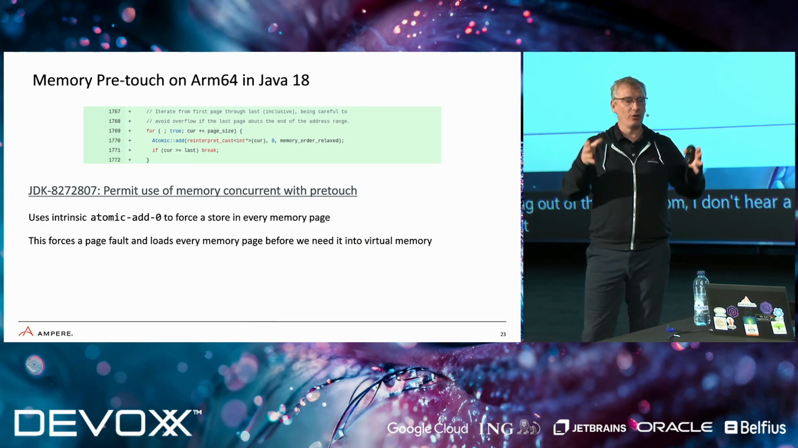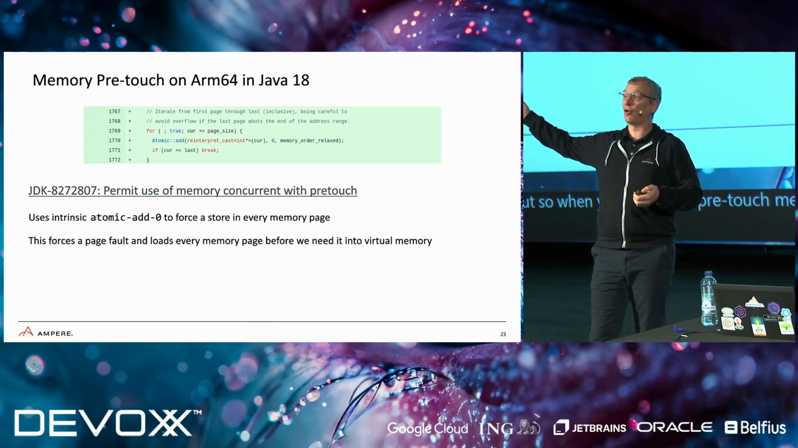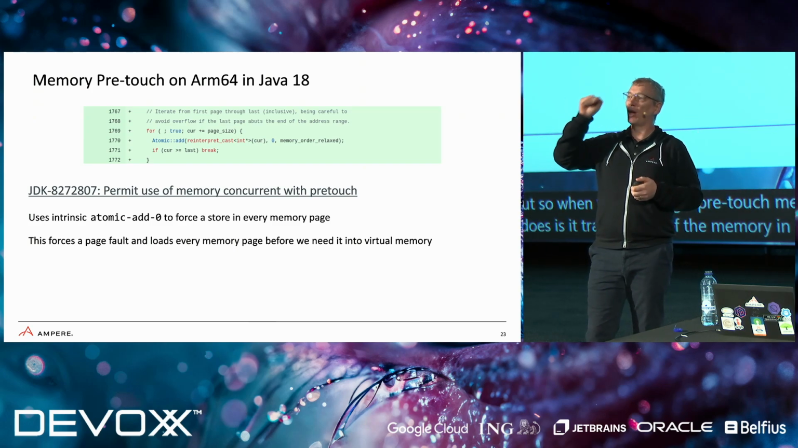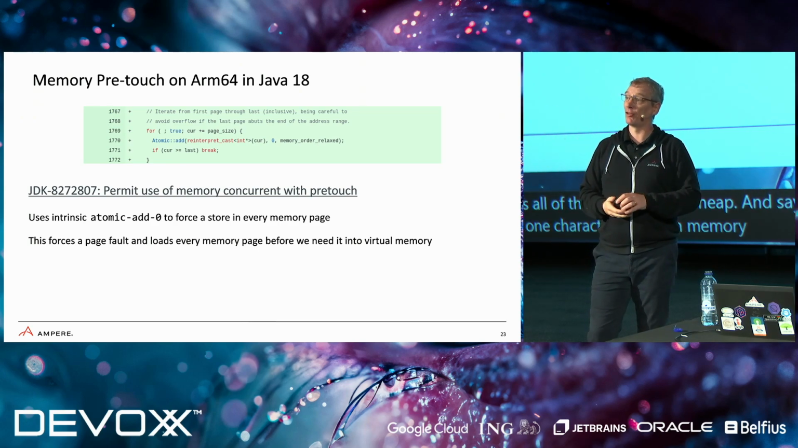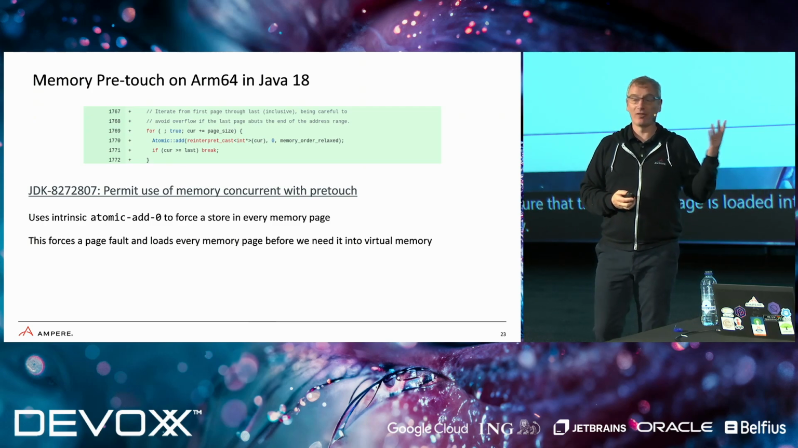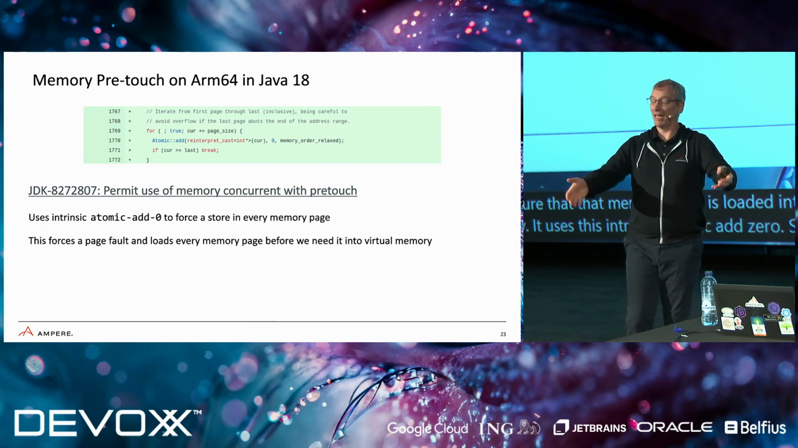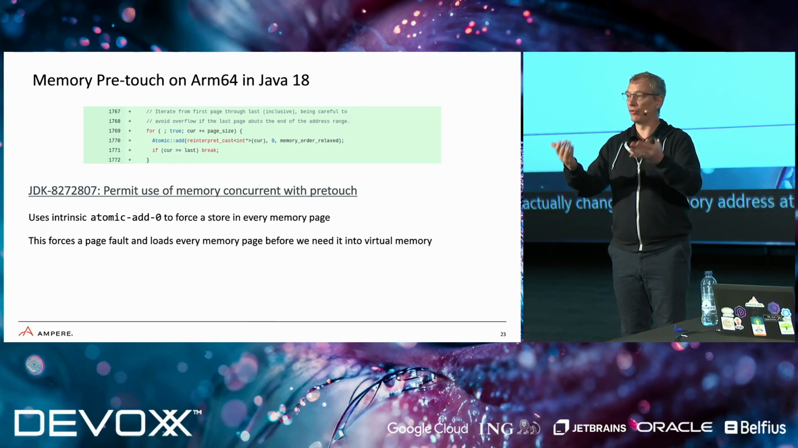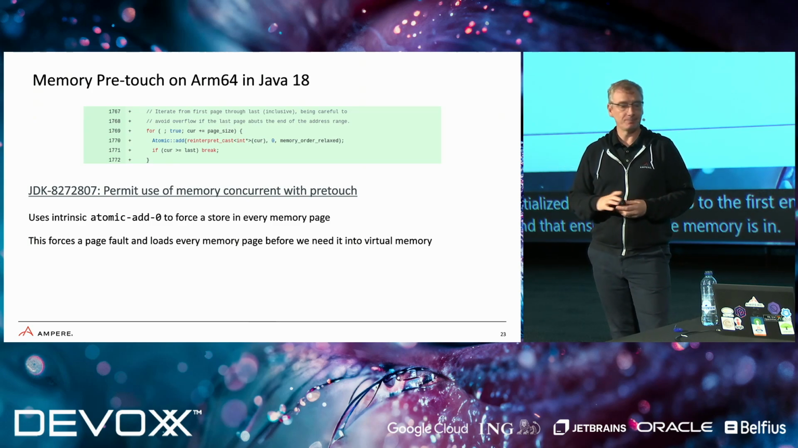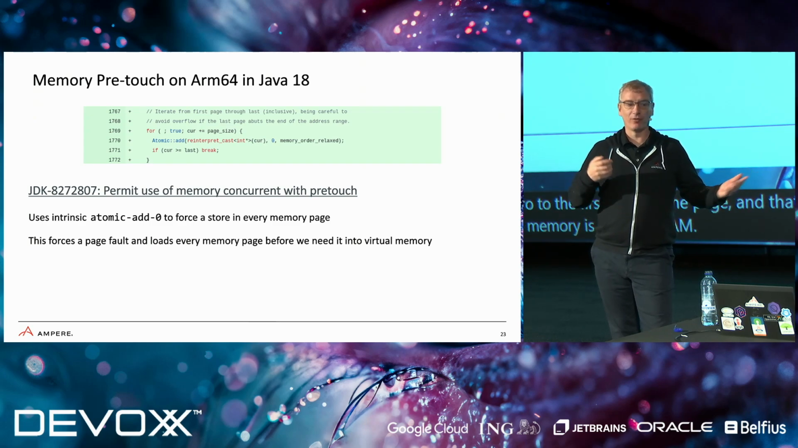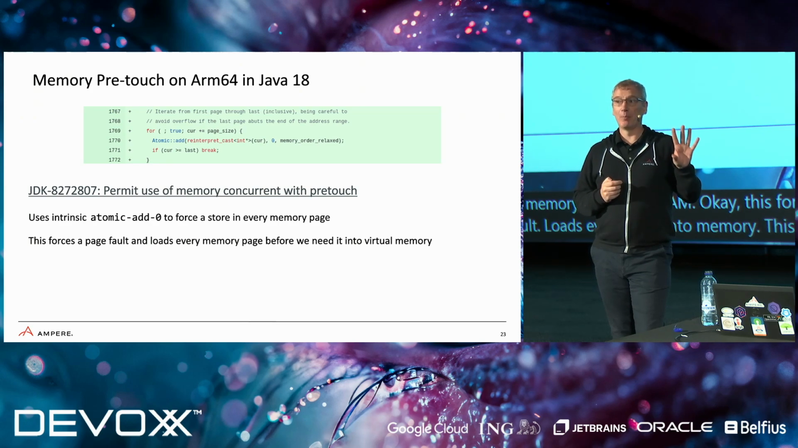So when you're using pre-touch memory, what it does is it traverses all of the memory in the heap and says, I want to write one character into each memory page. And that makes sure that that memory page is loaded into memory. It uses this intrinsic, atomic add 0. So it doesn't actually change the memory address at all. It gets an uninitialized page, it adds 0 to the first entry in the page, and that ensures that the memory is in RAM. This forces a page fault, loads every page into memory. This is good. But I want to see if you can spot the bug.